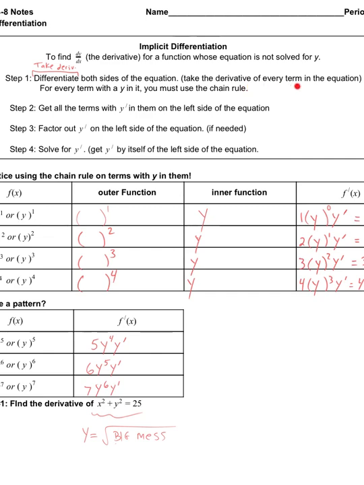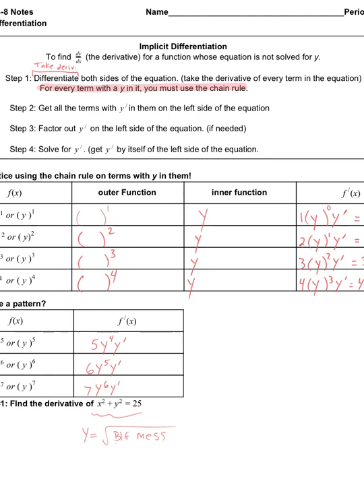You take the derivative of every single term in the equation. For every term with a y in it, you have to use the chain rule, and that's what's different, because y represents that big messy function if you would have solved for y.